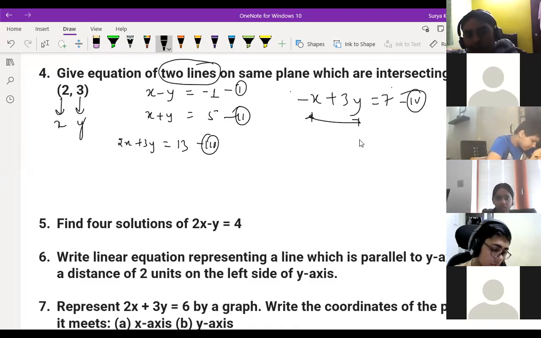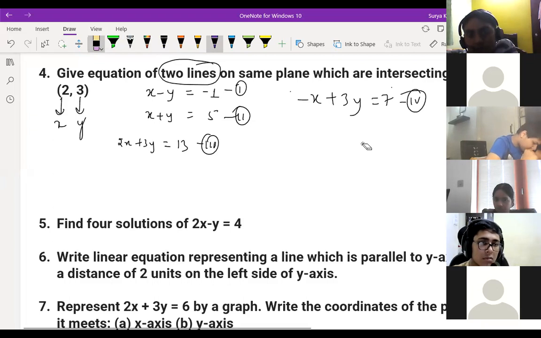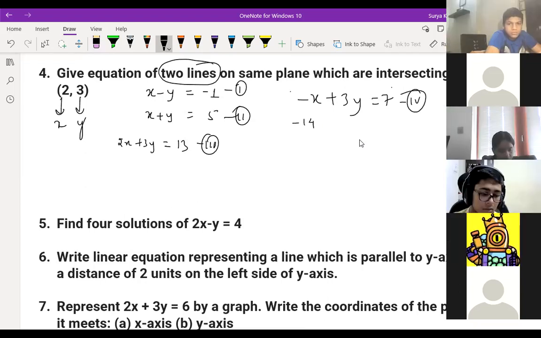Yes, sir. Now tell me any other example. So 14 minus 7. Where is x? x should be there now in the equation. x and y both should be there. Yes, sir. Minus 14 plus... no, wait. No, sir.